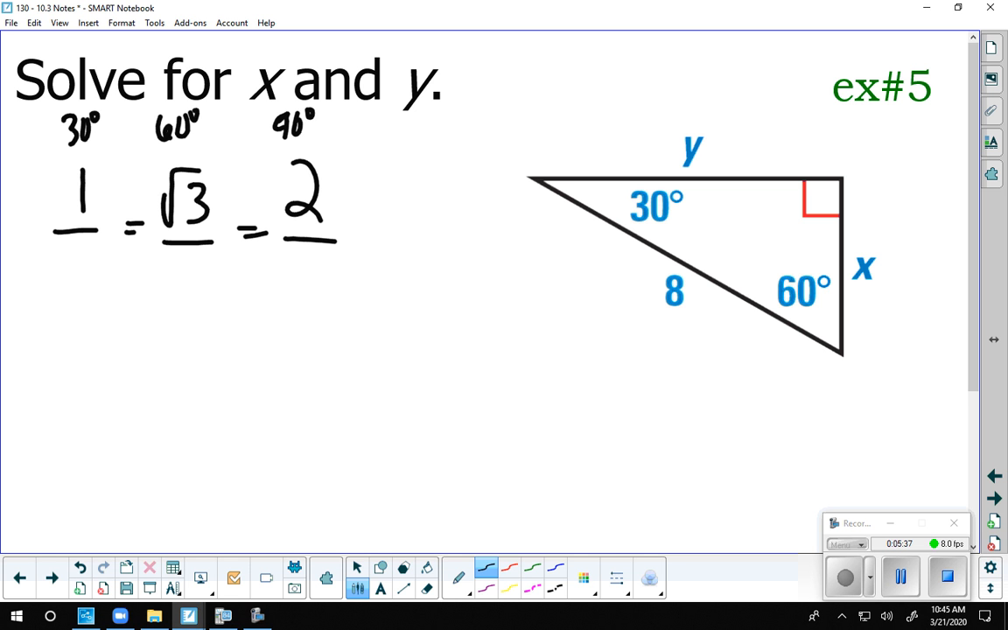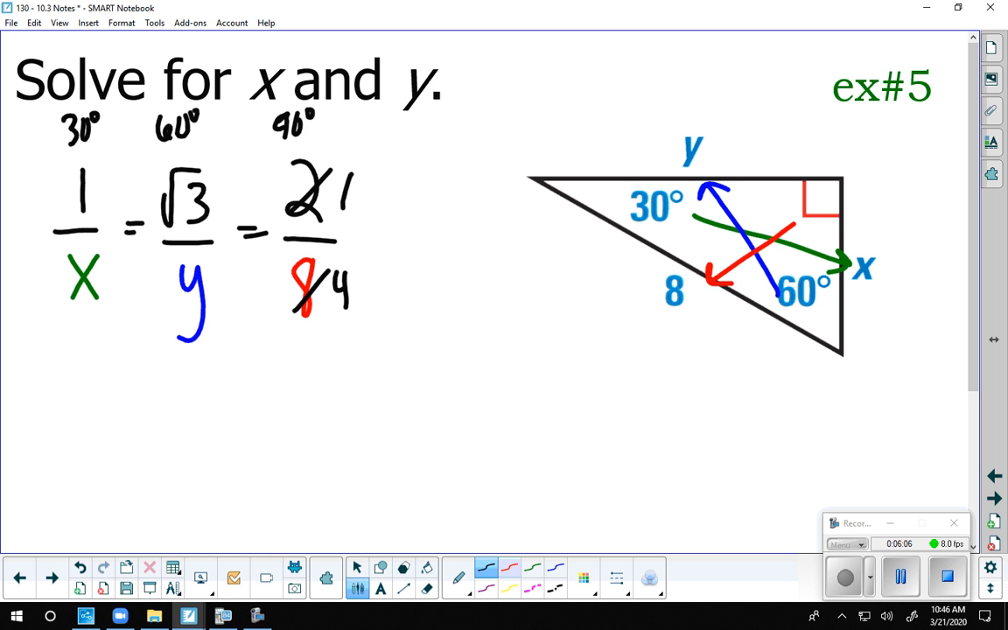So across from my 30-degree angle is x. Across from my 60-degree angle is y. And across from my hypotenuse is 8. So we need to find x and y. Now, 2 divided by 8, if you can simplify that before we start cross multiplying, it will make it way easier. So 2/8 simplifies to 1/4, so let's just use that.